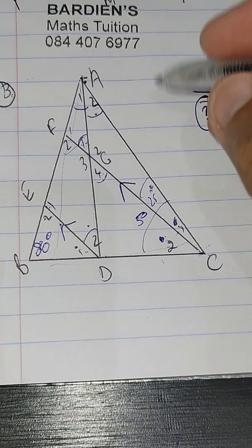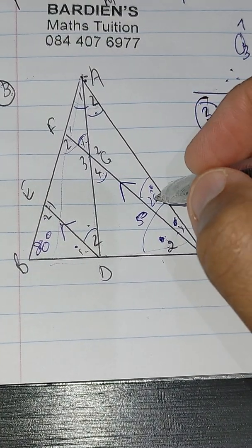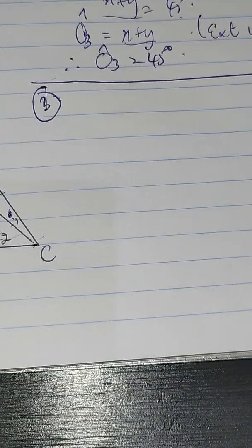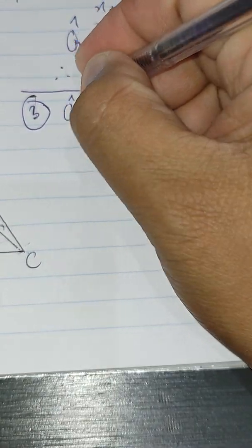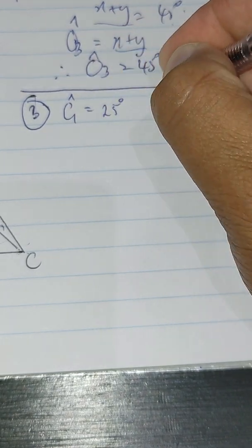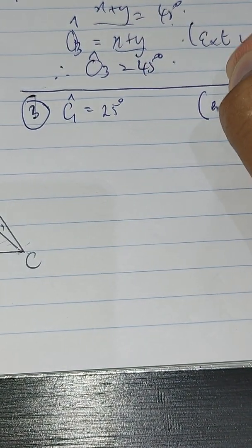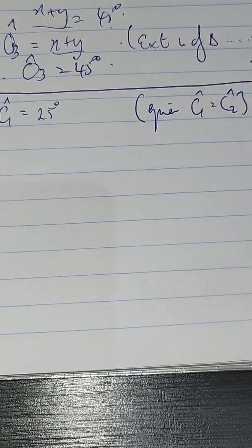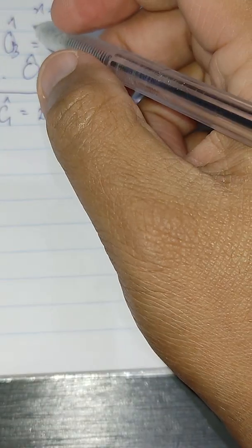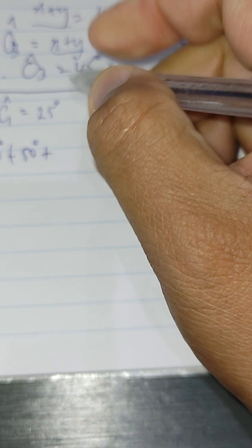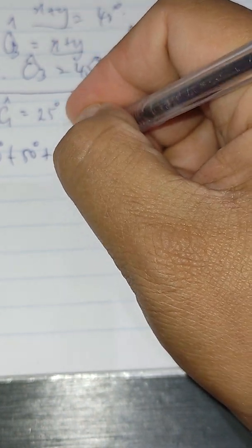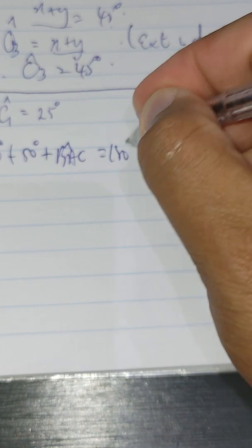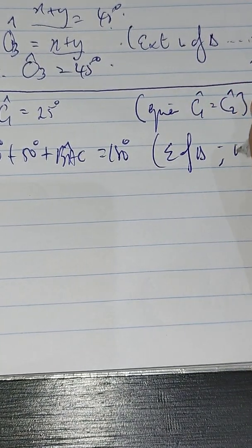Okay, so at this point, we already laid out our working, so let's just write it down. Firstly, C1 is equal to 25 degrees. Why? Because it's given that C1 is equal to C2. Then we said that we're going to go with sum of angles of a triangle, so it's going to be 80 degrees plus 50 degrees plus BAC, which is equal to 180. The sum of angles is in triangle ABC.